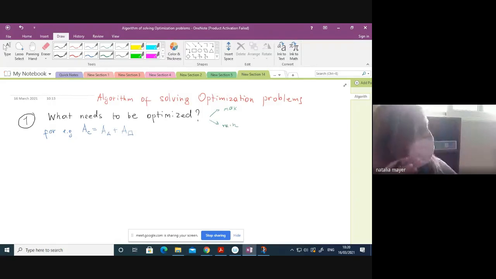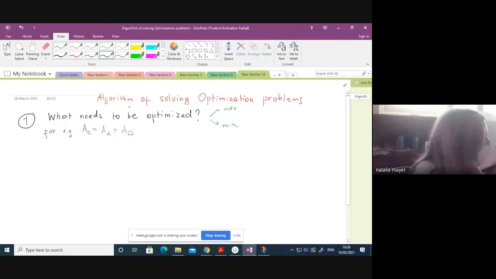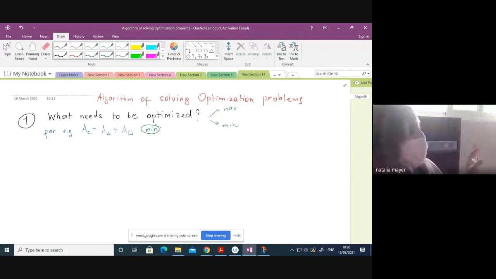So what about our question? Who was attentive enough? What was it, minimum? So in our question, it was about minimum. It said, how should I cut the wire in order to get the minimum combined area? Okay, so that's the first step.